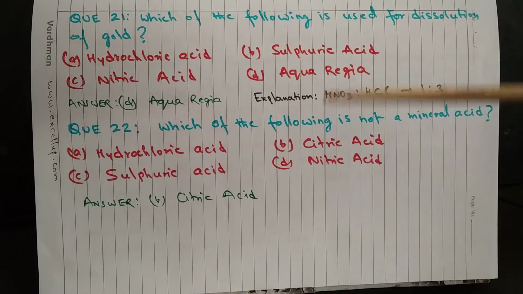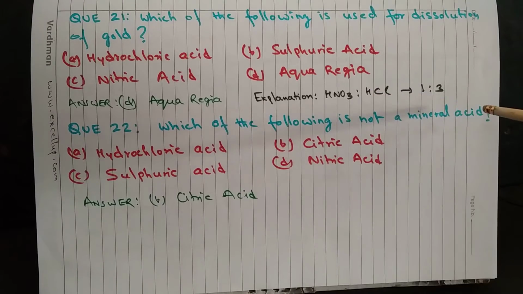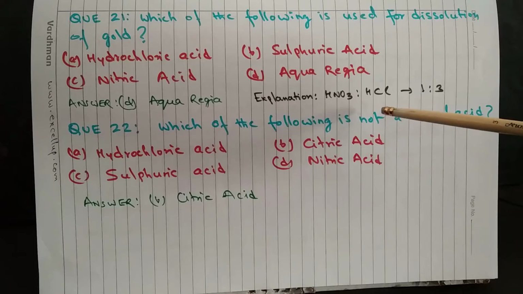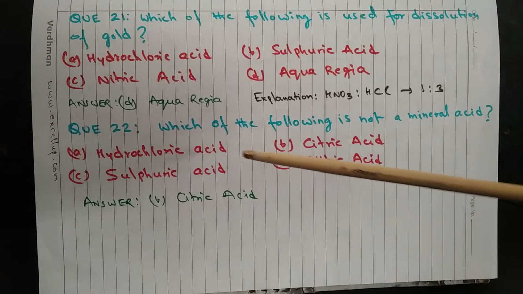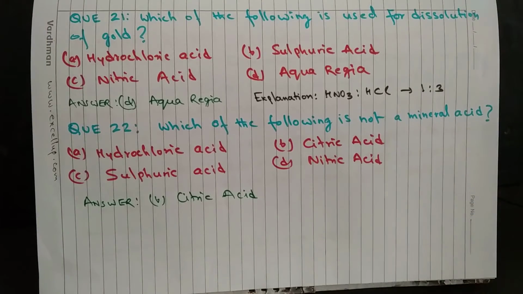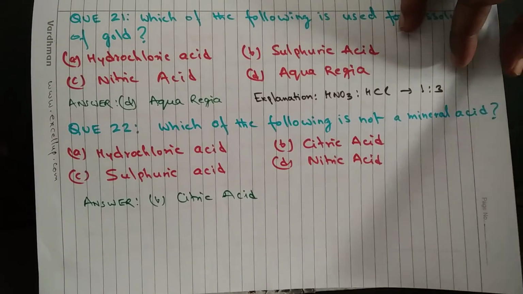Question 22. Which of the following is not a mineral acid? A. Hydrochloric acid, B. Citric acid, C. Sulfuric acid, and D. Nitric acid. This is also a simple question. The answer is B. Citric acid, and citric acid is an organic acid.